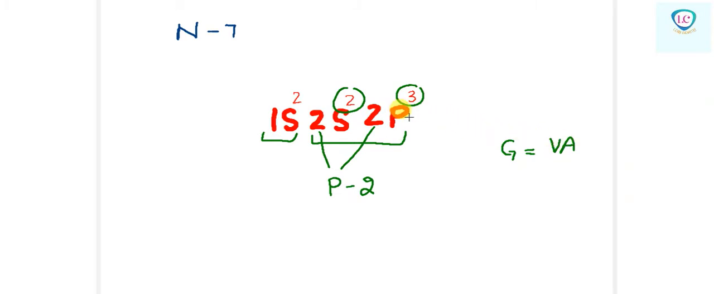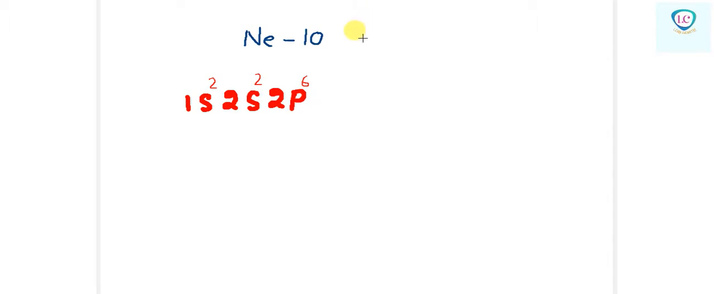Similarly, in order to determine the block, it is indicated by the type of subshell. As p contains the valence electrons, we can say that nitrogen is a p block element. It belongs to p block. This is how we can determine the position of any element. We can illustrate with another example.